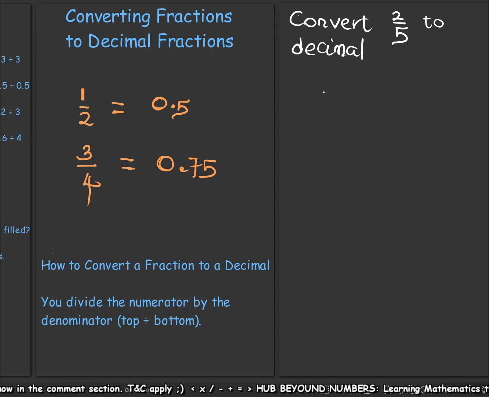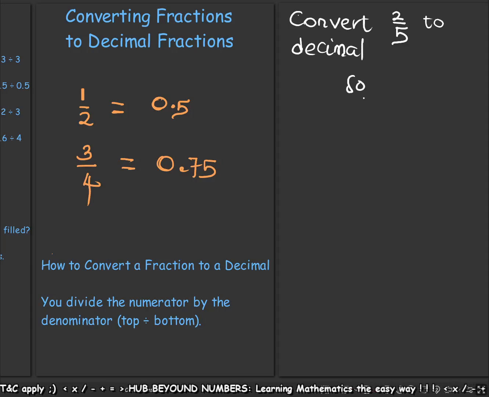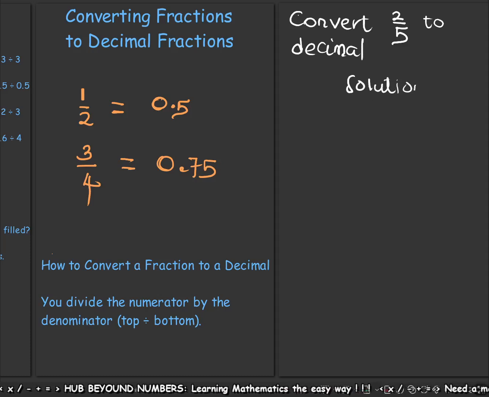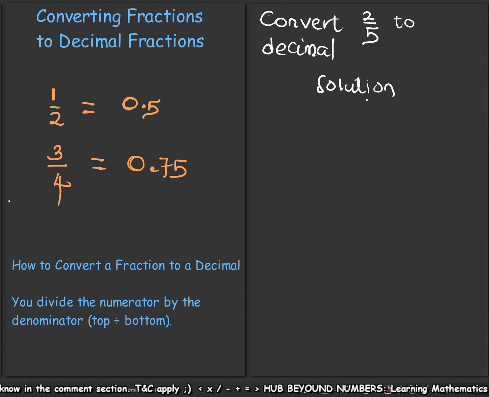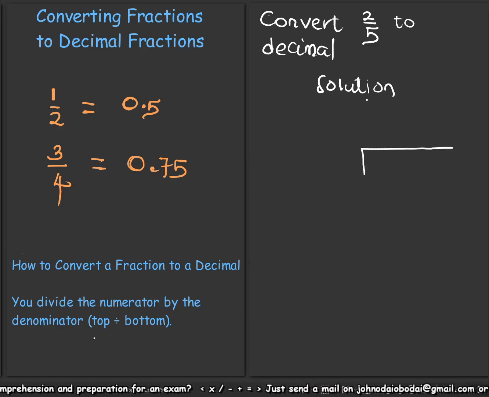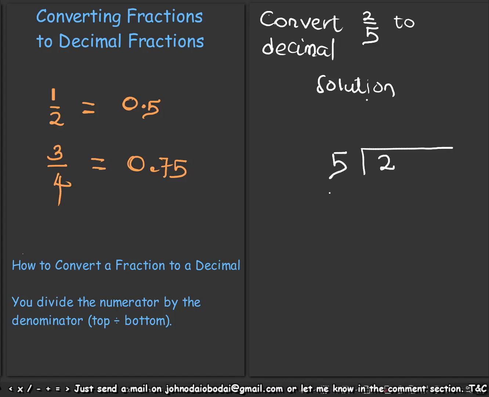We have this first question here, which says we have to convert 2/5 to decimal. Let's look at our solution. As I said, it's just a matter of long division. If you know how to do your long division, this is not going to be a problem for you at all. So we put the division sign there. It is the numerator divided by the denominator, so you put 2 inside and then 5 outside. Then we start with our division.